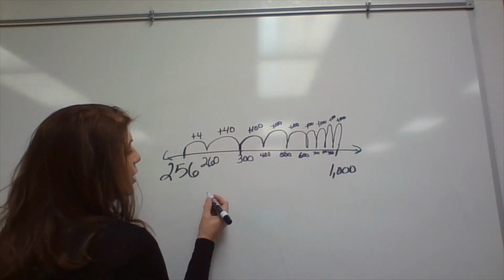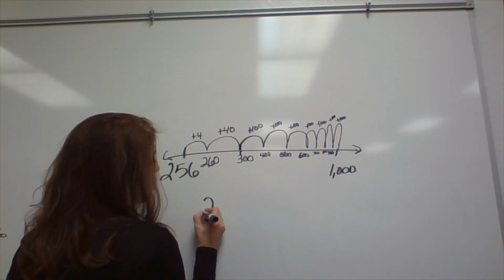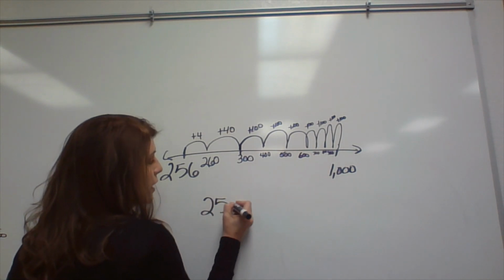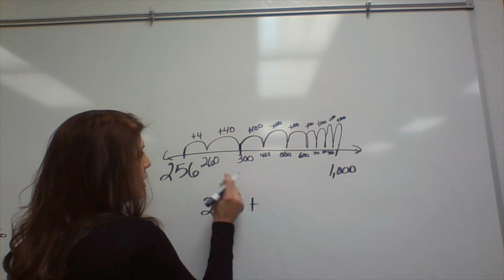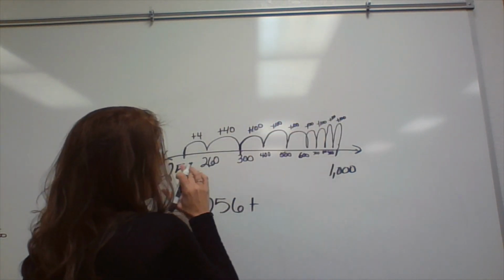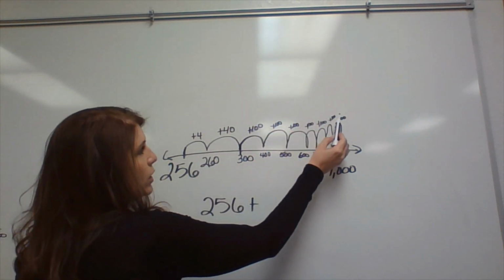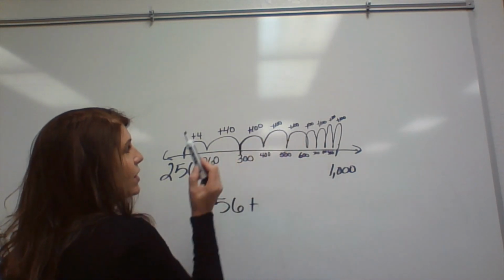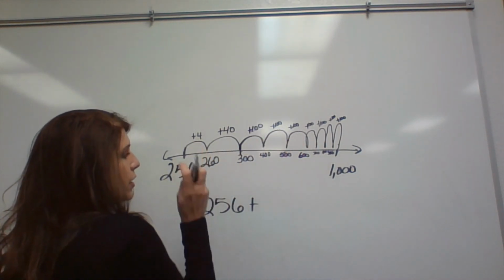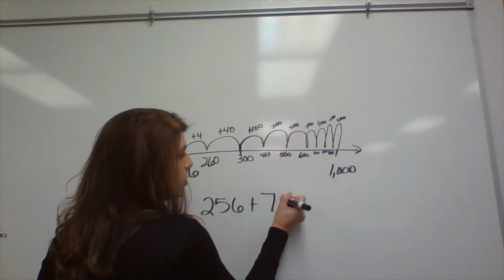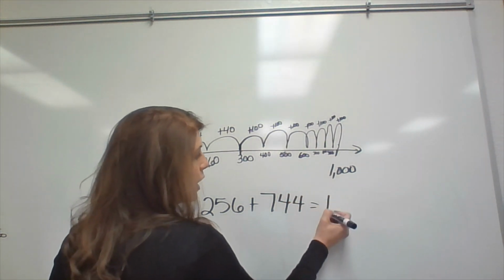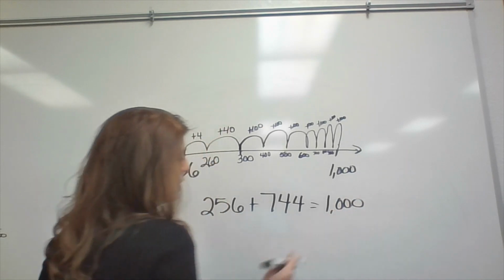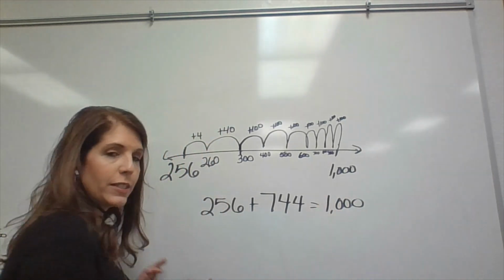Okay, so if I had to write an equation right here showing the sum, I'd start off at my starting point. That's the first addend. The second addend is whatever I hopped. What did I add to that original spot? Well, I had 1, 2, 3, 4, 5, 6, 7 hundreds, and then a 40, and then a 4. So I could write it as 700 plus 44. And I know that it equals wherever I stopped, which is 1,000. So these are my addends, and that's my sum.